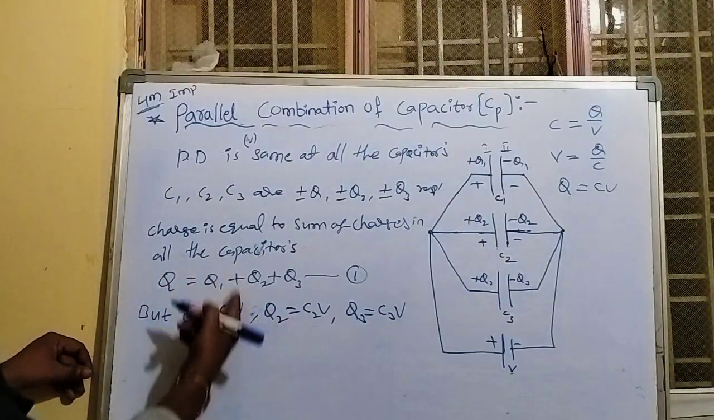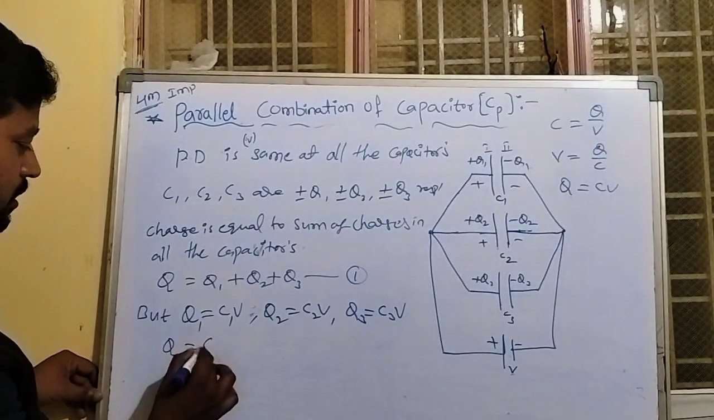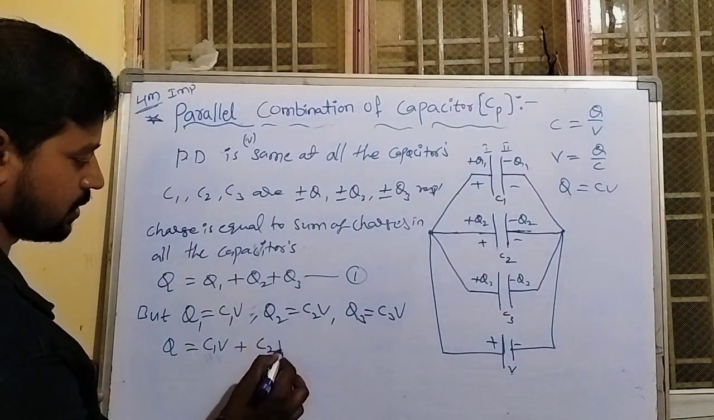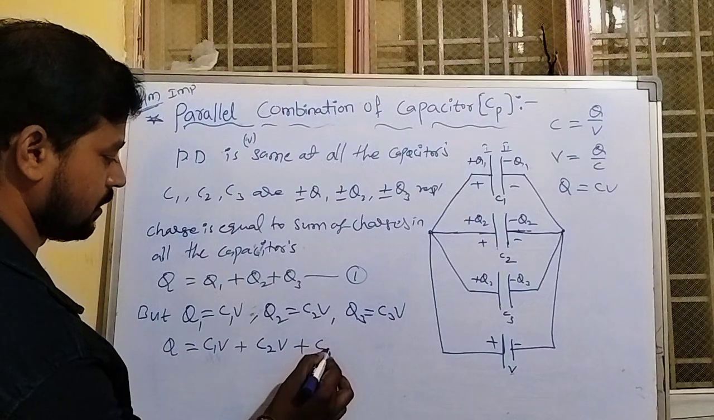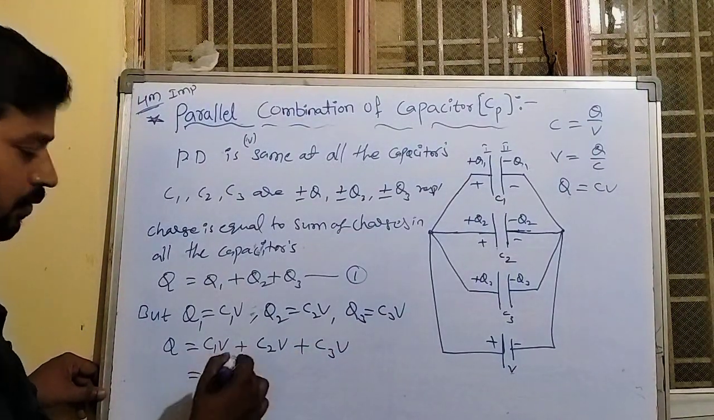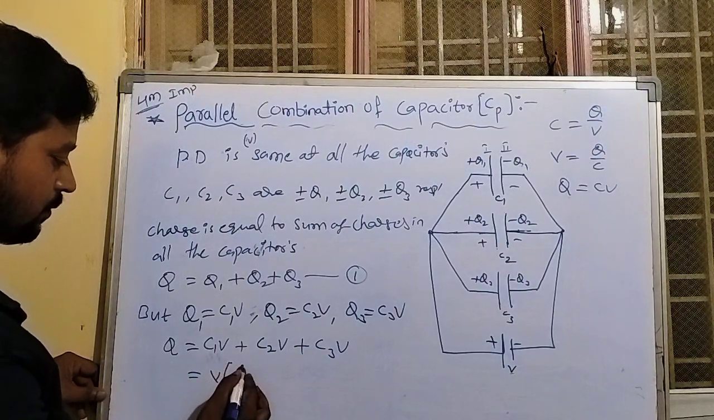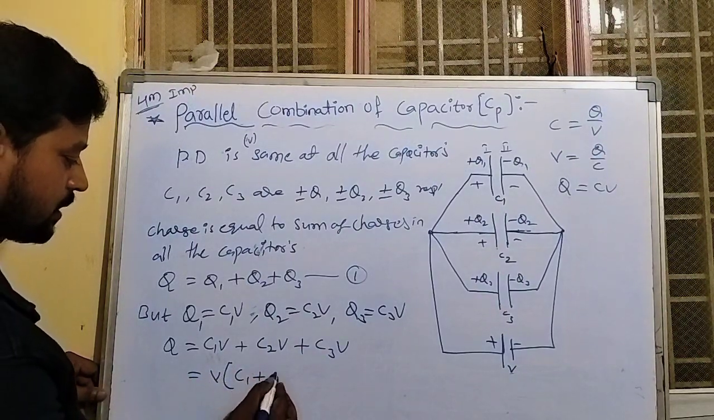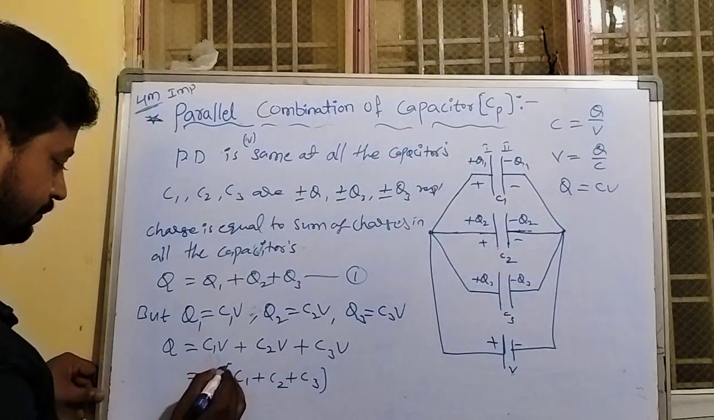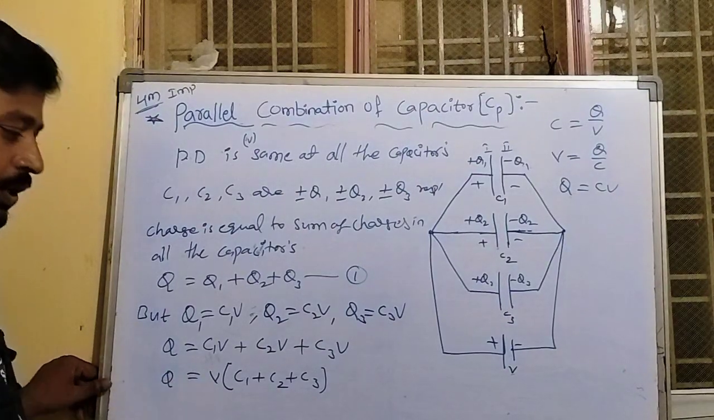Substitute these values in the above equation. That is Q is equal to Q1, which means C1V, plus Q2, which means C2V, plus C3V. Here, which one is common? V is common, right? V into C1 plus C2 plus C3. That is Q.